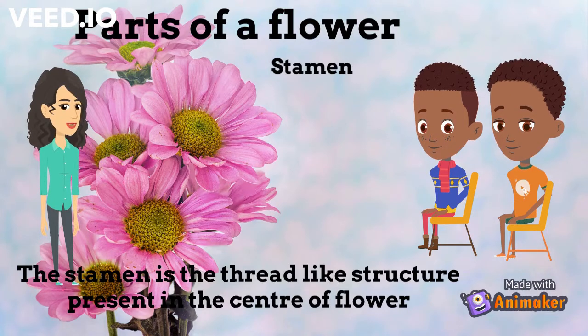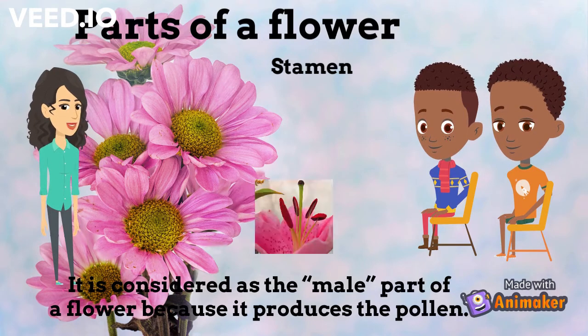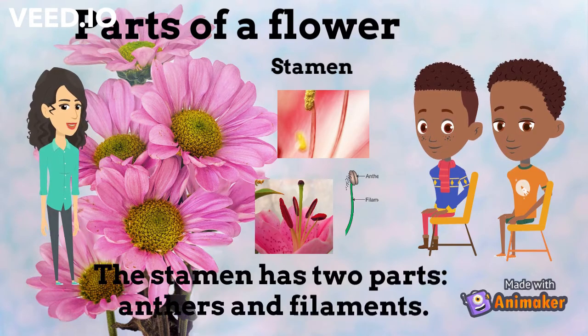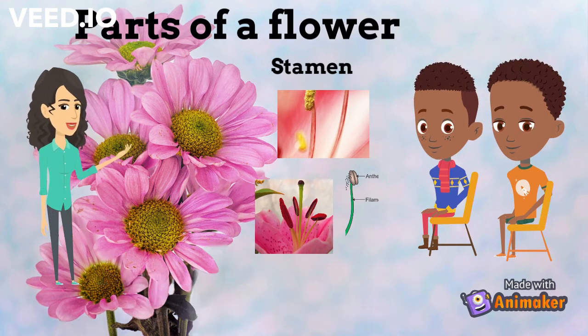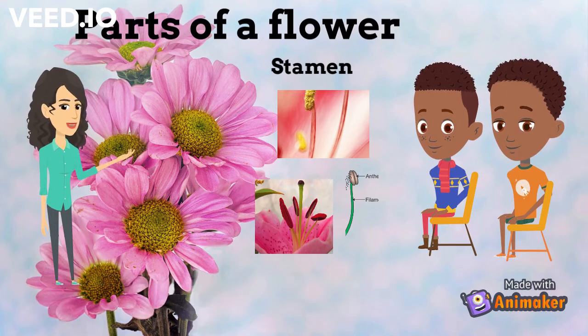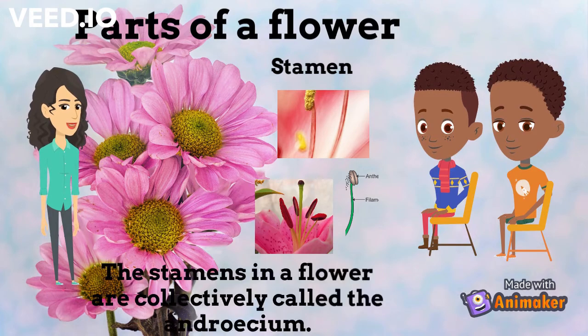Stamen. The stamen is the thread-like structure present in the center of the flower. It is considered the male part of a flower because it produces the pollen. Its job is reproduction. The stamen has two parts, anthers and filaments. Anther. The anther is located on the end of the filament where the pollen is created. Pollen is necessary for the formation of seeds. Filament. The filament is the long narrow tube-like structure supporting the anther. The stamens in a flower are collectively called the androecium.